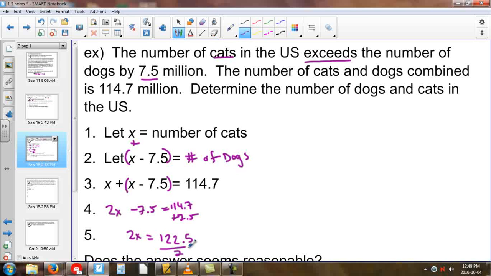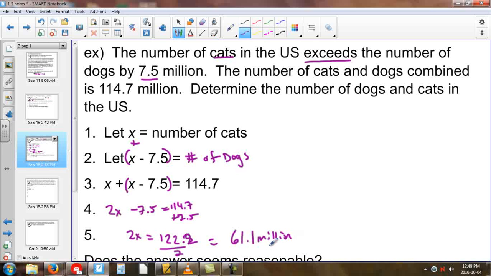114.7 plus 7.5 is 122.2. Sorry, I got focused on the 5. Yeah, it's a 2. It felt like there was something wrong. Divide it by 2, and we're going to get 61.1 million.